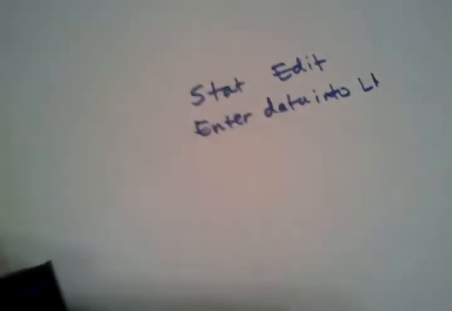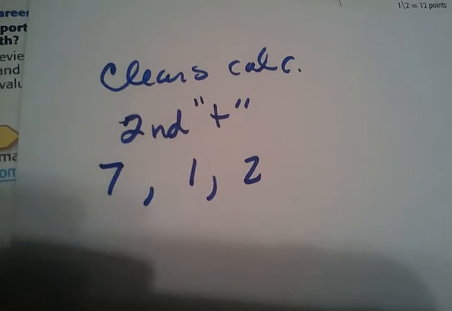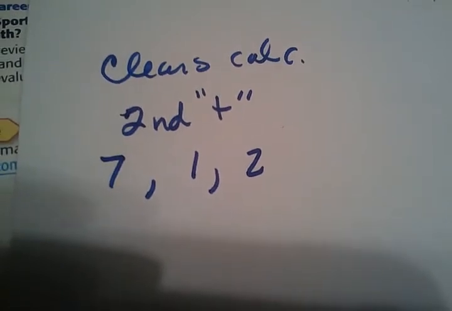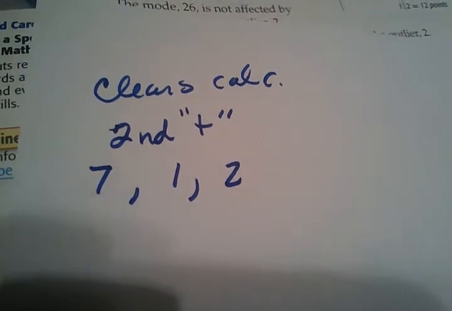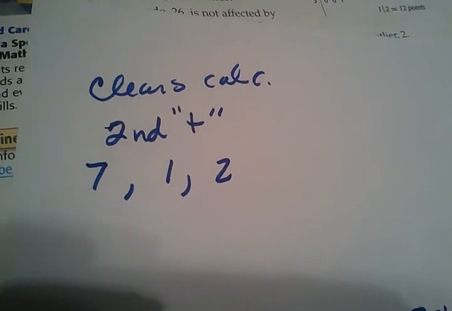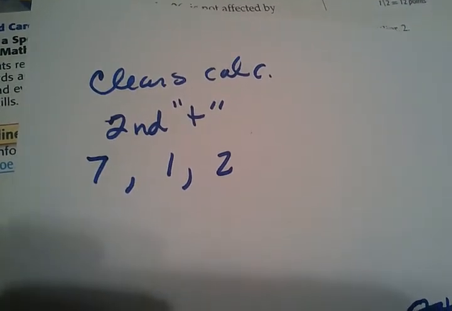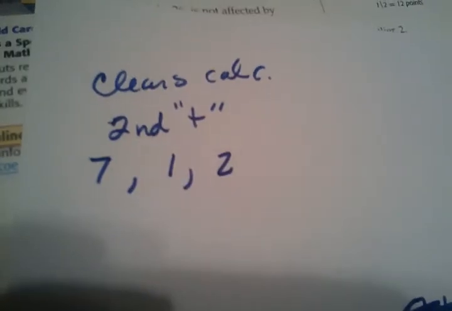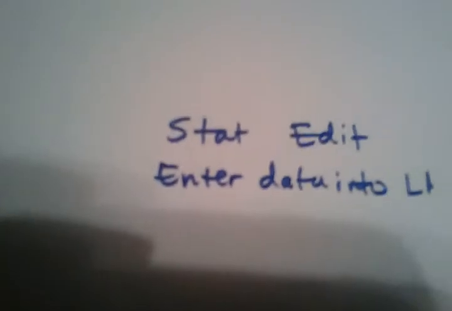So I'm going to go back to how we clear the calculator. So if you didn't write this down, this right here will clear your calculator of all the data. So you're going to press second, plus sign, 7 and 1 2. So I'm going to pause right here for 10 seconds so you can get that written down. Alright, moving on.